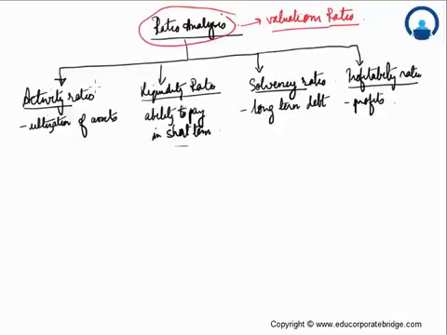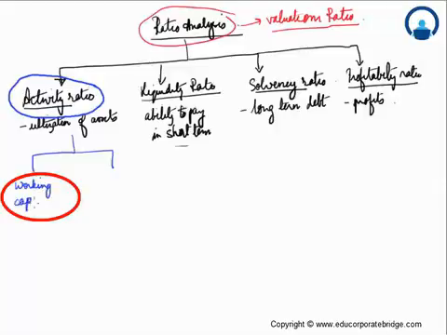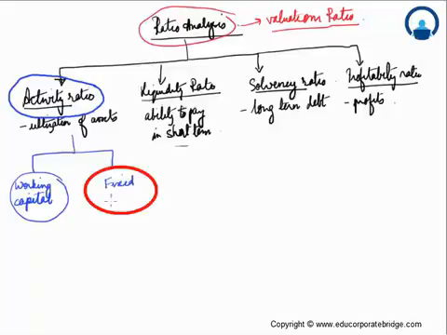So let us start with the first one, that is the activity ratio, and this gives us the utilization of the assets of the firm. If you talk about the assets, these activity ratios can be looked at from two points of view. One, we have the working capital related assets. So this could be inventory or receivables, or on the liability side we have the accounts payables. So there is one way to look at it, which is the working capital, and the second one is the fixed assets. So we can look at utilization of both of them one by one.